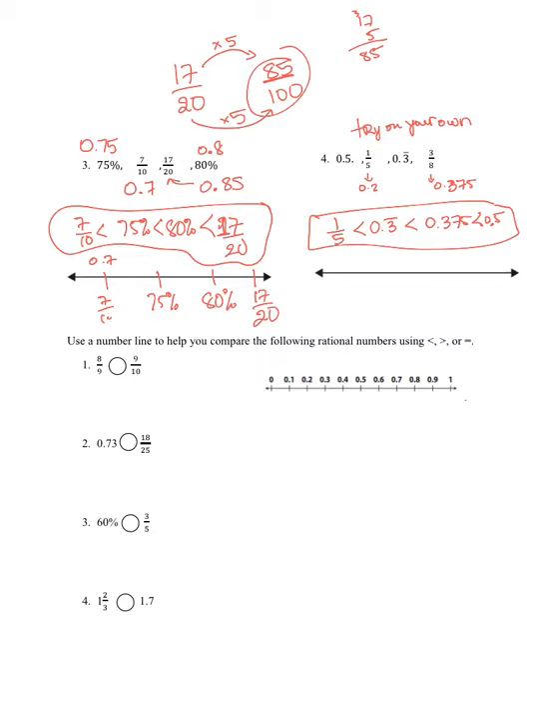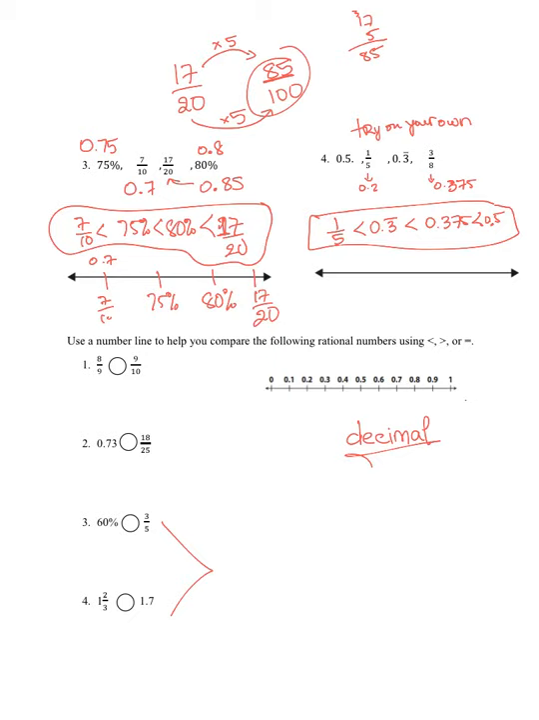All right, and the next one is comparing rational numbers. You're going to have fractions, decimals, and percents. So all you need to remember is convert everything into decimals and then compare. Okay, I'm going to do 1 and 2, and you're going to do 3 and 4 on your own. Okay, number 1, 8 over 9 and 9 over 10.